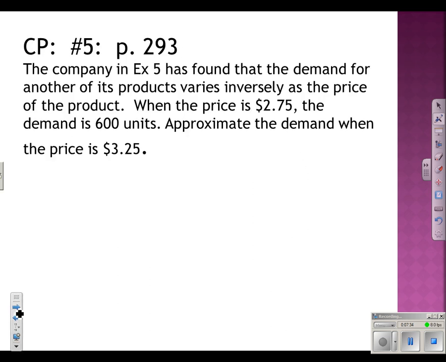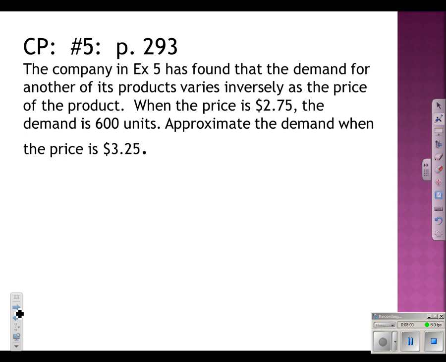Take a look at checkpoint number 5 with me. Again, with all these checkpoint problems that we do together with the video, there's one in the book that's completed for us as well, so don't forget to look through those. All right, checkpoint number 5. The company in example 5 has found that the demand for another of its products varies inversely as the price of the product. When the price is $275, the demand is 600. Approximate the demand when the price is $325.